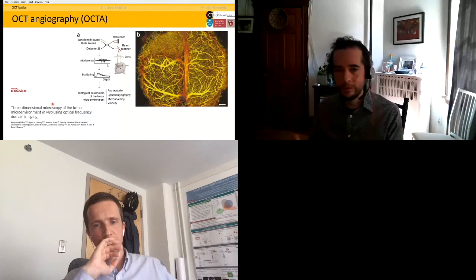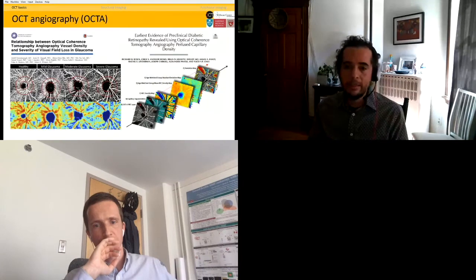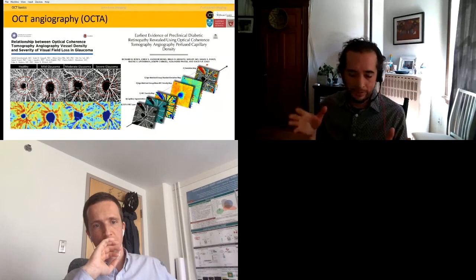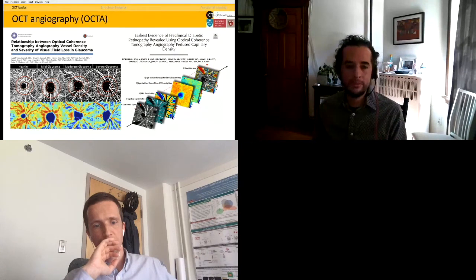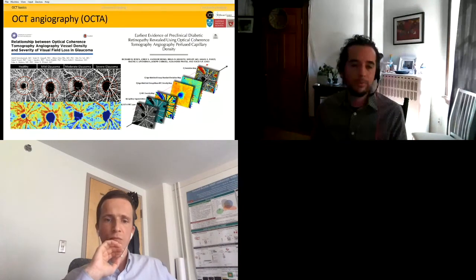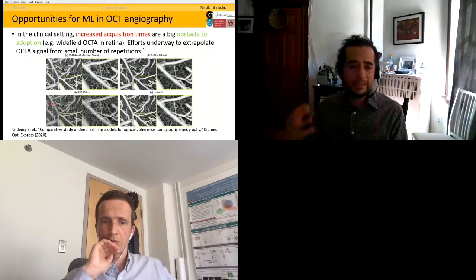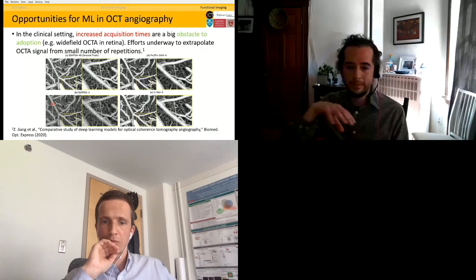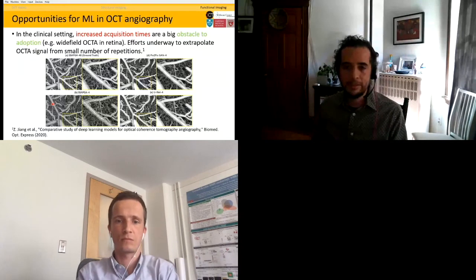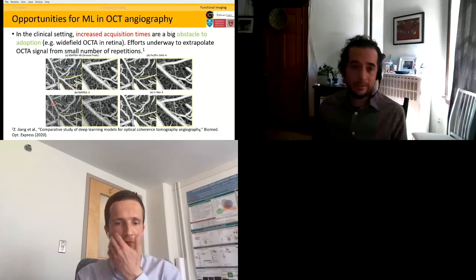This has been used in, for example, preclinical studies of tumor biology, and has been found to have huge potential applications in ophthalmology. So this is an example of its use in glaucoma or in diabetic retinopathy. And there has been a recent publication from last year in which they were trying to tackle a big problem of OCT-A. The fact that we have to acquire repeated B scans means that there's increased acquisition time, which is an obstacle for adoption.